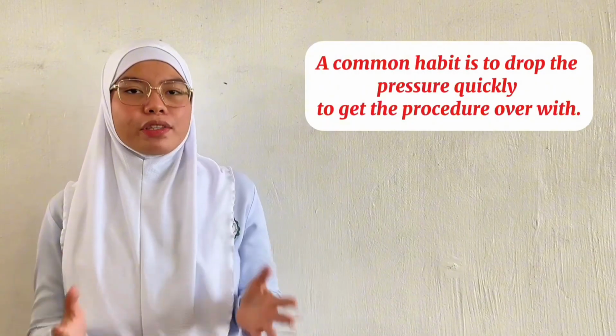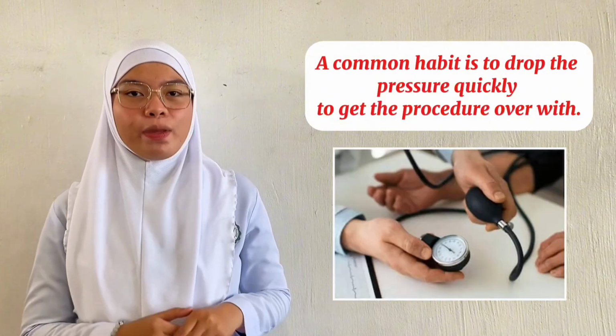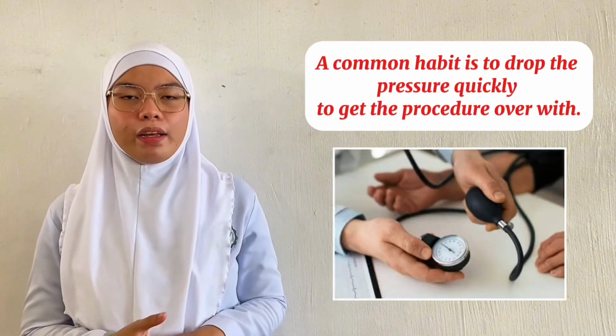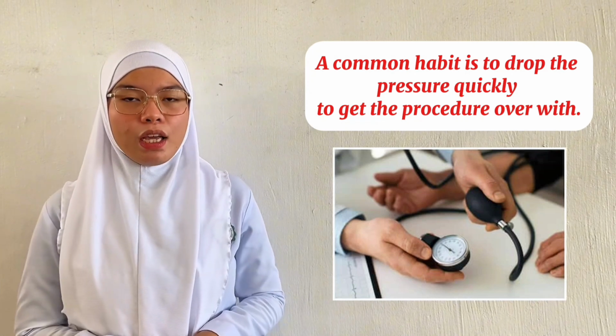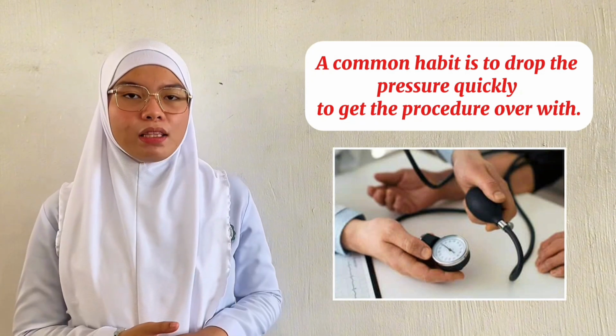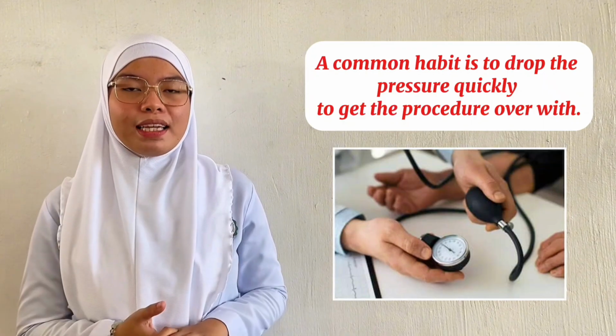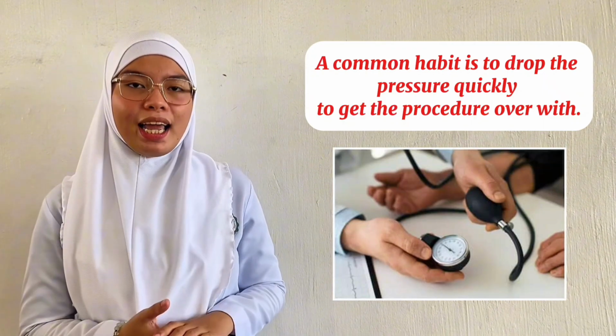Six, auscultation or the measurement. The most common habit is to drop the pressure quickly to get the procedure over with. But in reality, if you deflate more than 2 to 3 mm of mercury per second, you will likely miss the accurate beat where the sound starts or stops, leading to underestimation of the systolic and overestimation of the diastolic pressure.